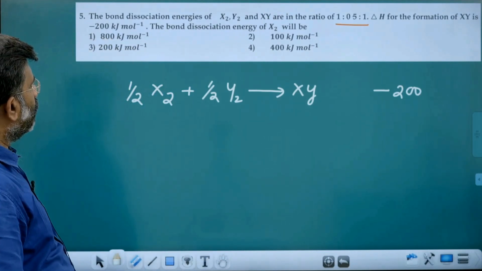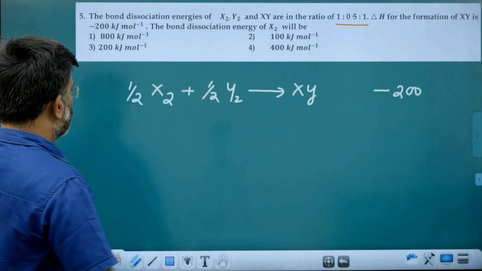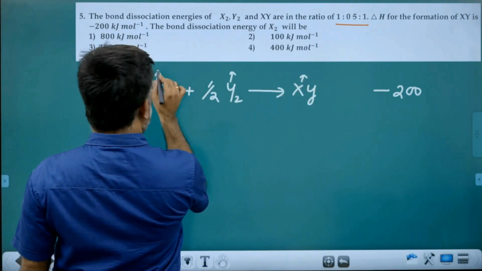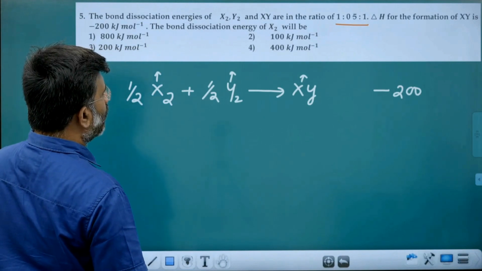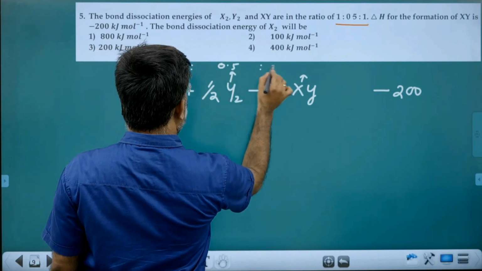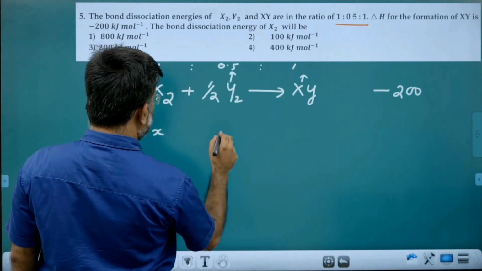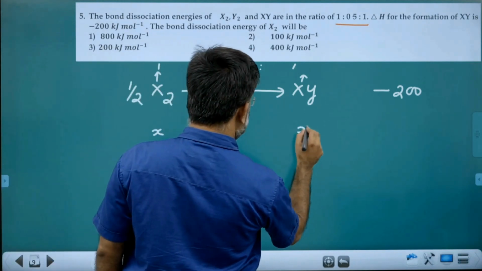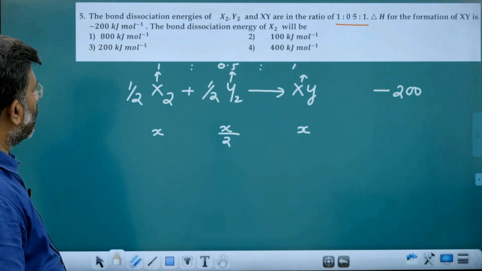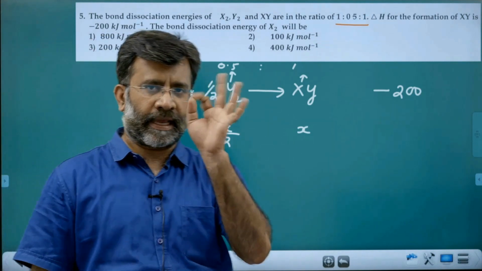Okay. Now, the bond dissociation energies of X2, Y2 and XY are in the ratio 1:0.5:1. So suppose the bond dissociation energy of X2 is X, Y2 is X by 2 and XY is X. The bond dissociation energy of X2, X, is what we need to find out. We need to find out X, right?